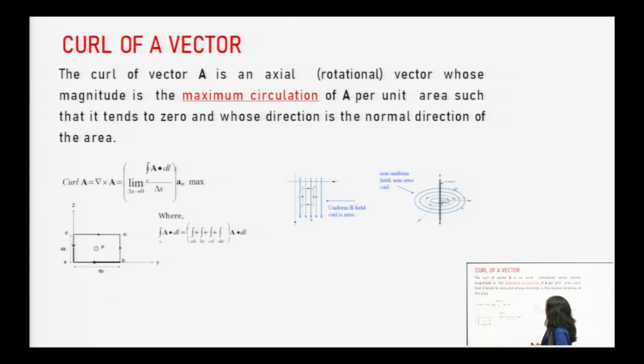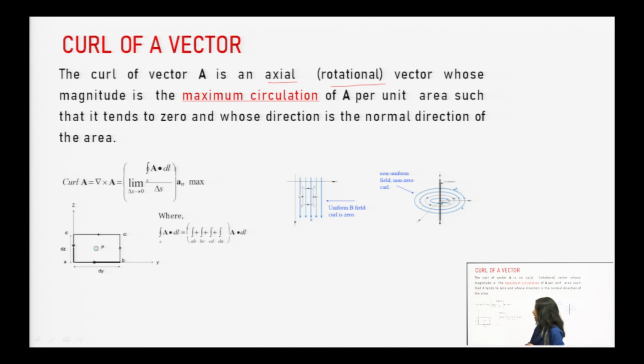Now come to the curl of a vector. It is the third kind of operator. As the name suggests, it gives the idea about the circulation of any field, meaning how much any field circulates can be found out through curl. The curl of a vector is an axial or rotational vector whose magnitude is the maximum circulation of A per unit area, such that the area tends to 0, and whose direction is the normal direction of the area.